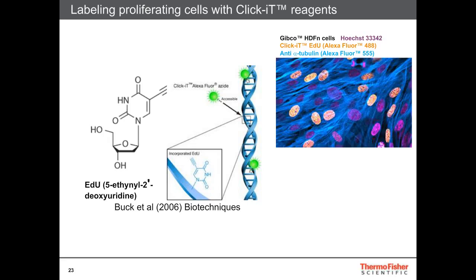So cells are fed EdU. If they're proliferating, they will incorporate it into the nuclei. We then fix and permeabilize, carry out the CLICK reaction, and now we're able to very precisely label them.